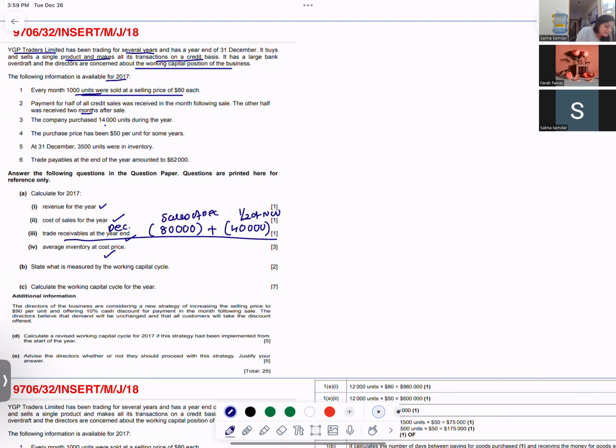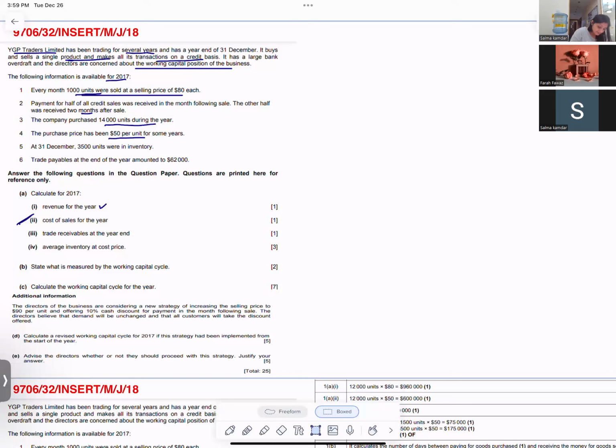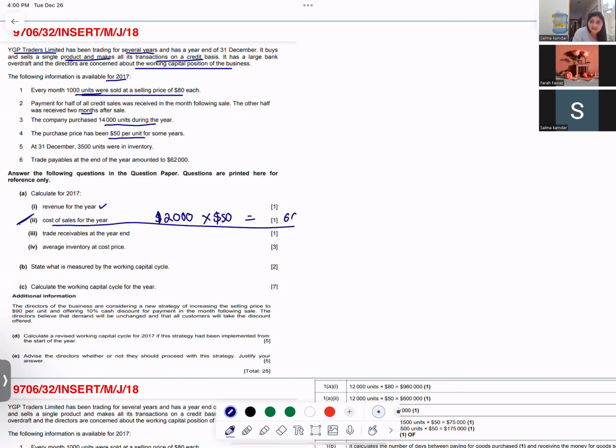Come on. Company purchased 14,000 units during the year, and the purchase price was 50 per unit. Can you give me the cost of sales? It would be 50 times 12,000. Why 12,000? Because those were the number of units sold. So I want to see the cost of the units sold. So the units sold are 12,000 at $50. So cost of sales is 600,000. Trade receivables is done.